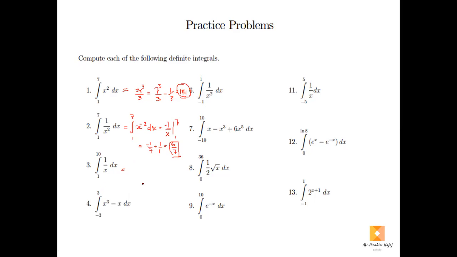Okay, number 3. 1 over x. You know that 1 over x is the derivative of ln x. So simply here my answer is ln x and then evaluate from 1 to 10. So your answer will be ln 10 minus ln 1, and leave it like this or evaluate it in the calculator. Okay, number 4.